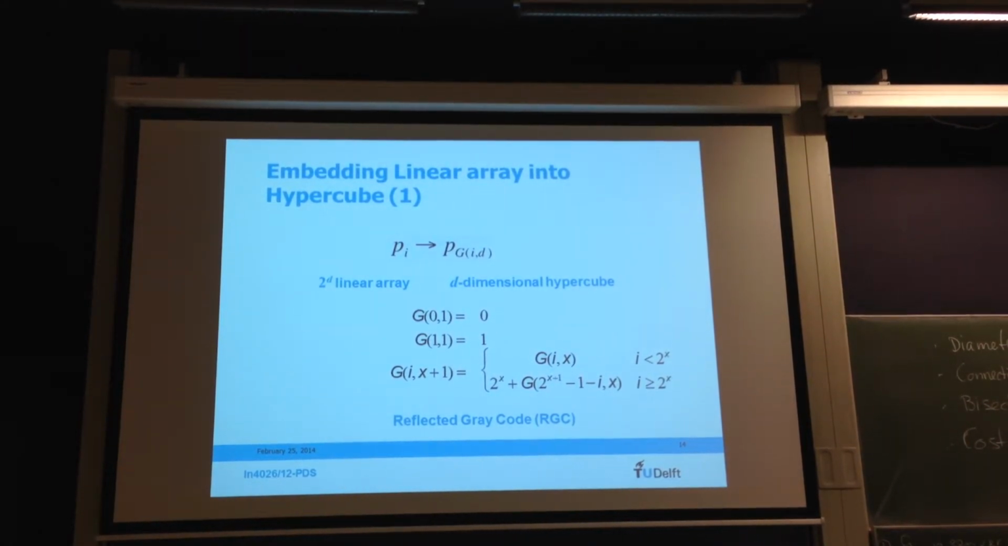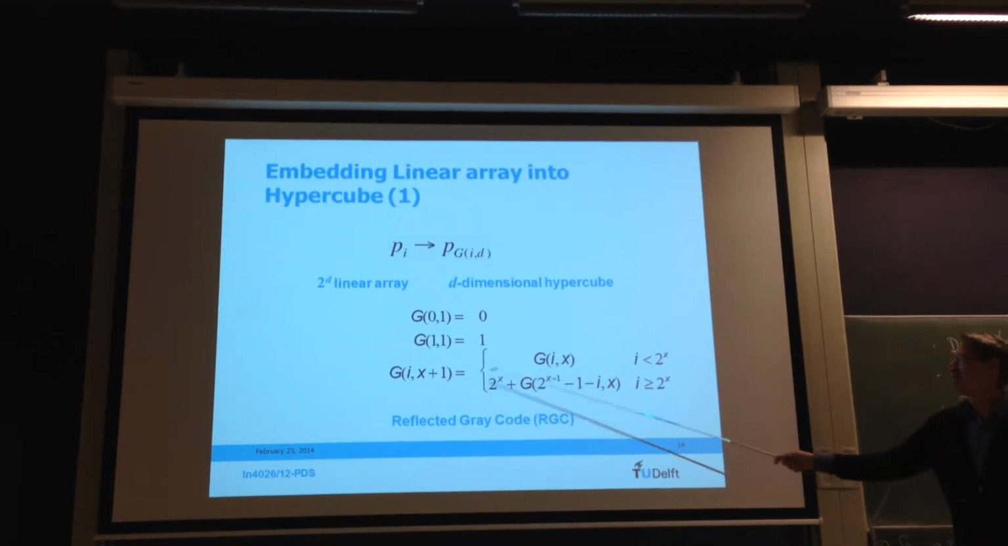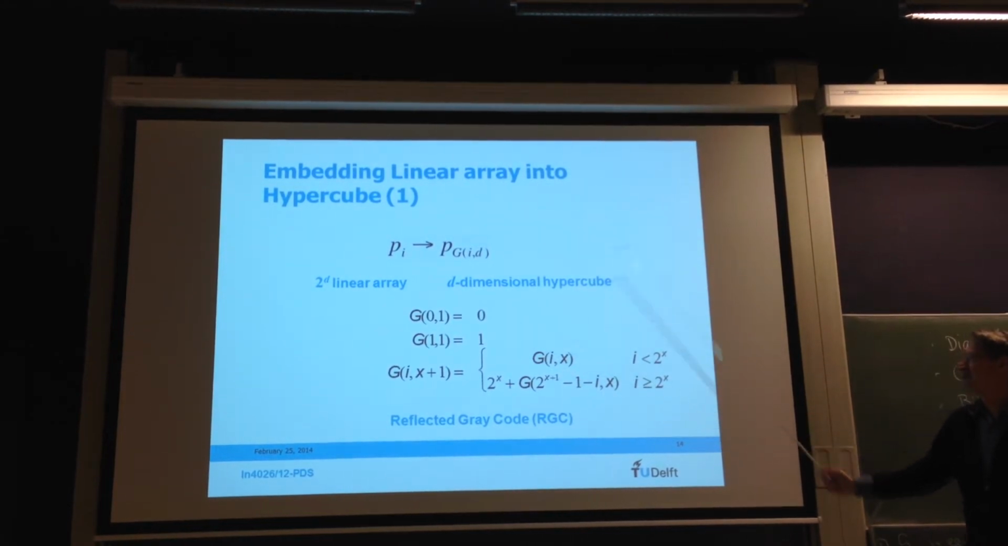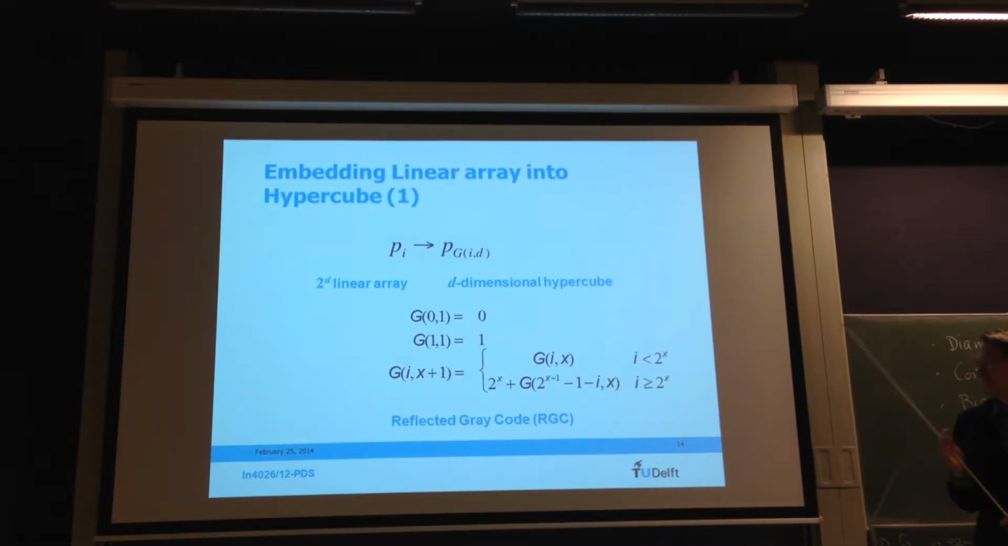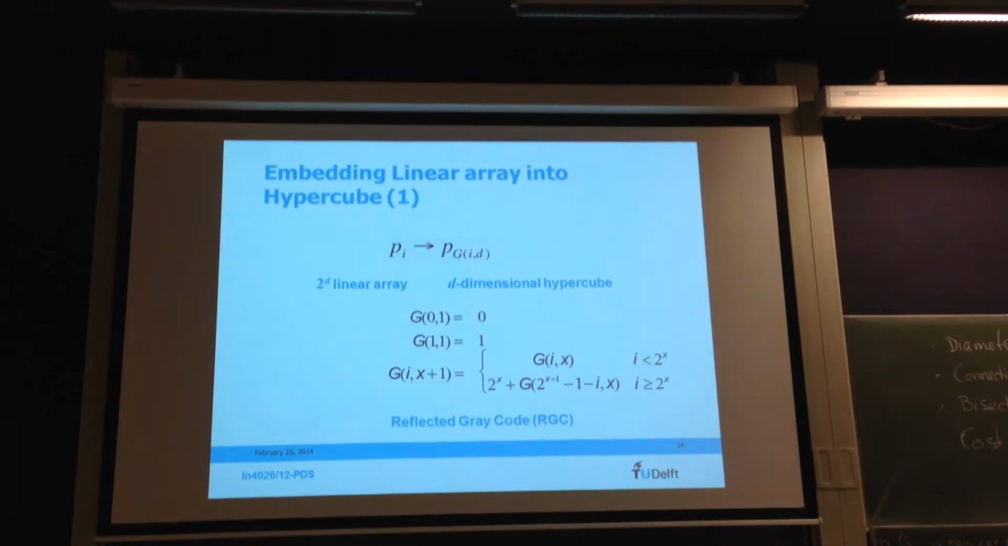You see? Complex function, it's recursive, right? It has a few starting values. So you say, what's this? This looks complicated, right? In fact, it's a functional description of a coding scheme which is called the reflected Gray code. And it's astonishingly simple, despite the complexity of the formula.